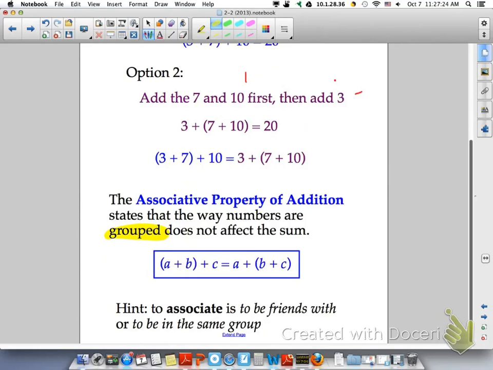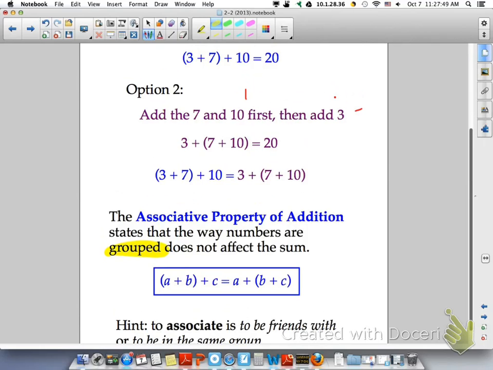A lot of businesses will call themselves Fallon and Associates, like lawyers or accountants. It's you plus others, people who work with you. They're all part of the same group. Okay, so if this is the associative property of addition, what is the next property?